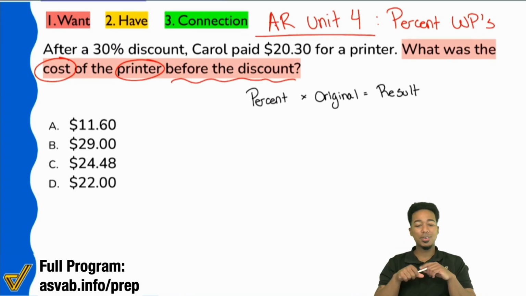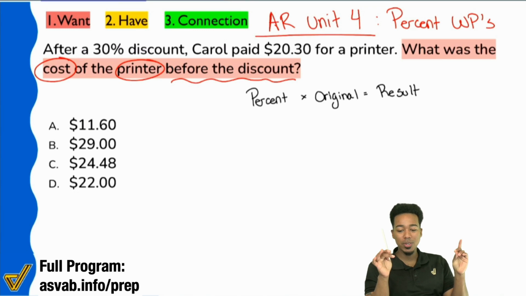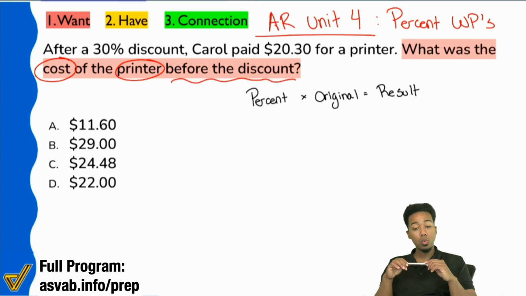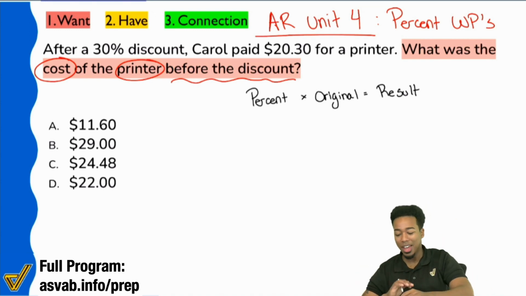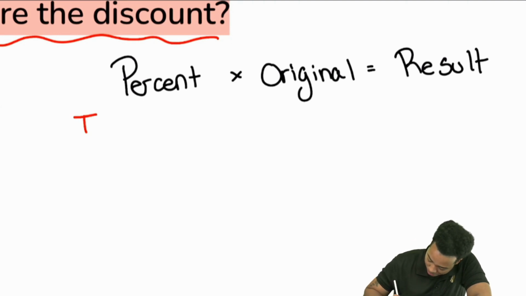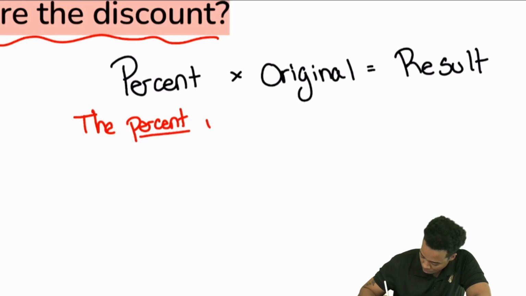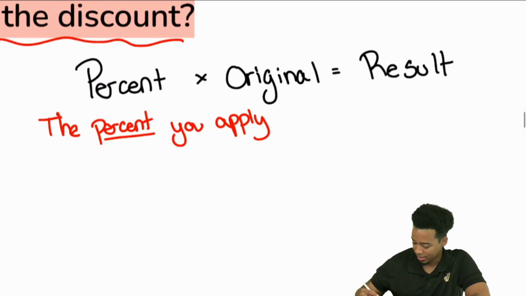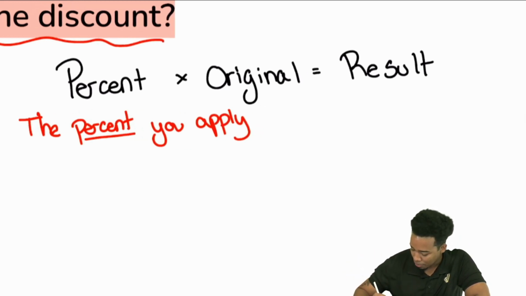But yeah, so here we have percent times the original equals the result. With that said, there's one main idea you want to know. Write this down. I typically don't say stop everything and write this down, but this is something you're going to want to write down. The percent you apply is the result that you'll get. Has anybody here ever heard me say that before? The percent you apply is the result that you get.